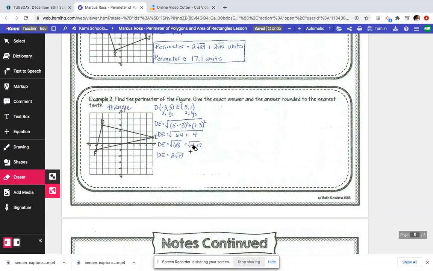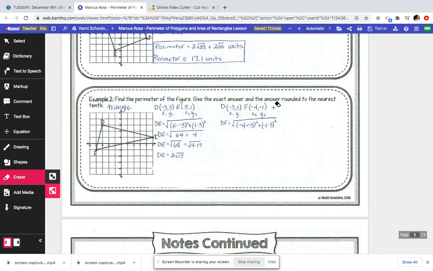Now, I also don't care if you change those to decimals. You can change those to decimals if you don't like working with the square root sign. You'll also do it for the second line, which I'll do D to F. So D is -3, 3. F is -4, -1. Again, label your x1, y1, x2, y2, and plug those into your formula.